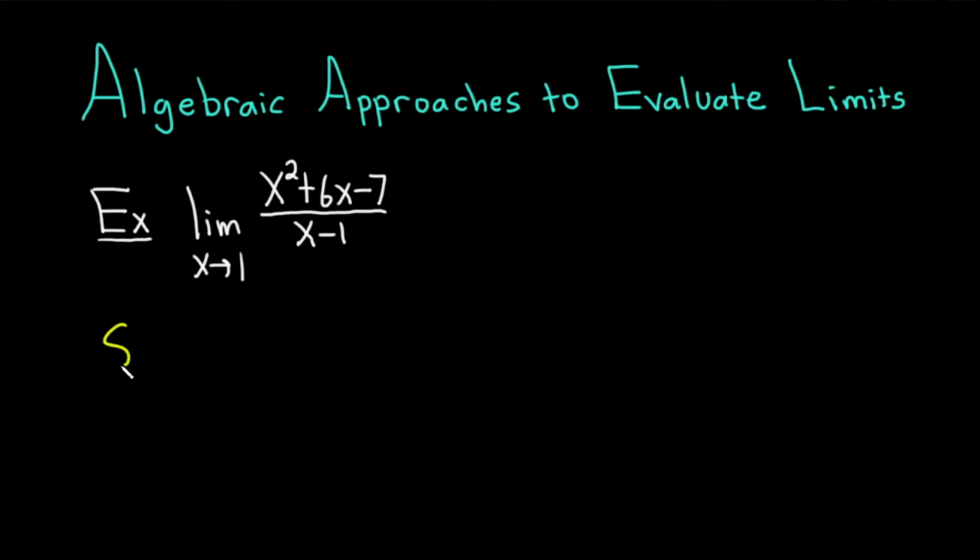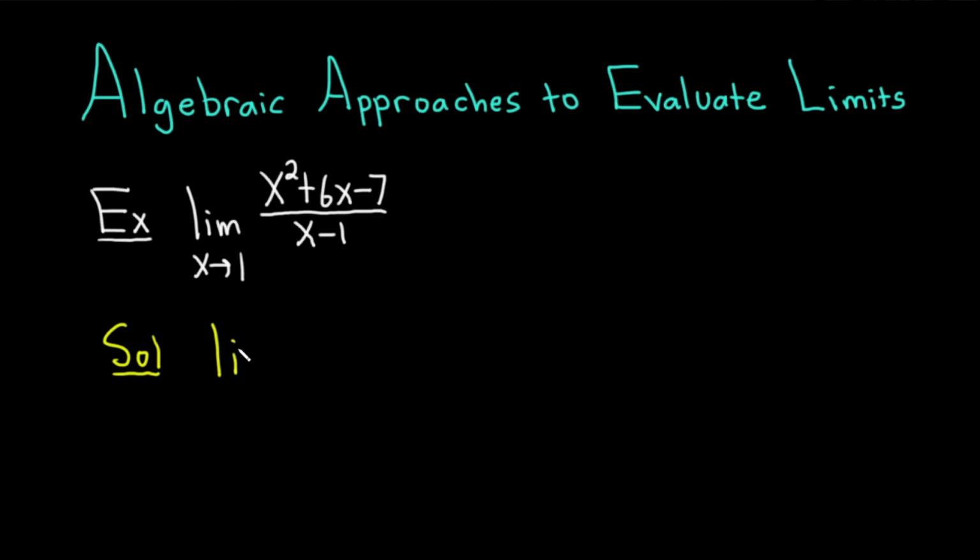Solution. So the first thing you should do whenever you're evaluating a limit is take the number you see here, in this case 1, and plug it in. If you do that, you'll notice that you get 1 minus 1 on the bottom, and so you end up dividing by 0, so that doesn't work. So we have to do something else. In this case, that something else is going to be factor.